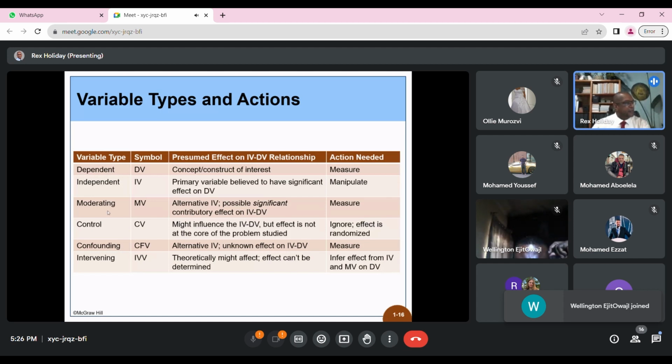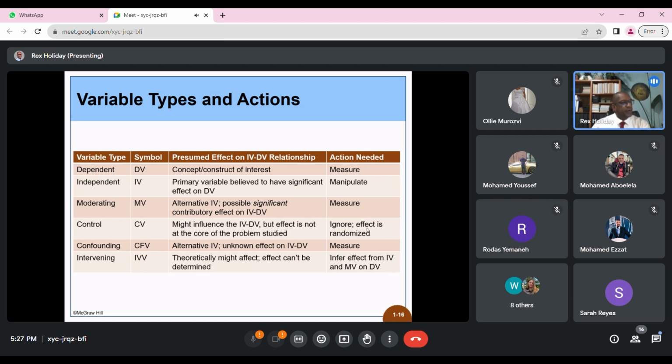And then the moderating variable, something you measure. Control variable, ignore, effect is randomized. The confounding variable is an alternative independent variable, unknown effect on the dependent variable relationship, and this is measured. And then the intervening variable theoretically might affect, can't be determined, infer effect from the independent variable and the moderating variable on the dependent variable.